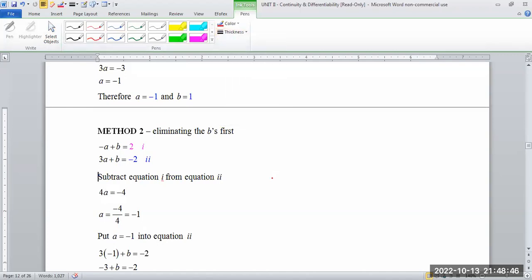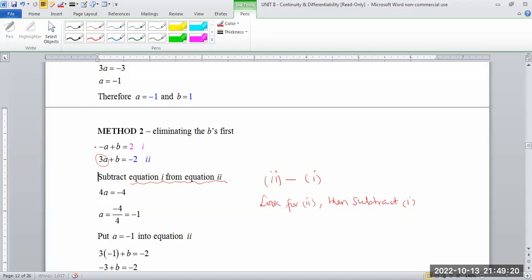Right, so what I have now is, I'm subtracting equation 1 from equation 2. So what I have is 2 minus 1. So what I'm going to do is look for equation 2, then subtract 1.